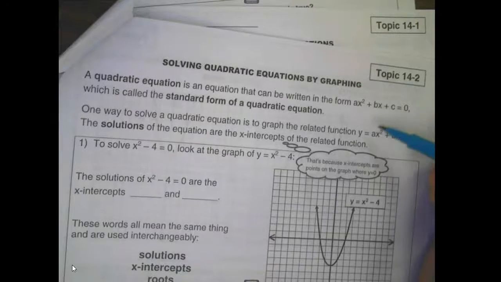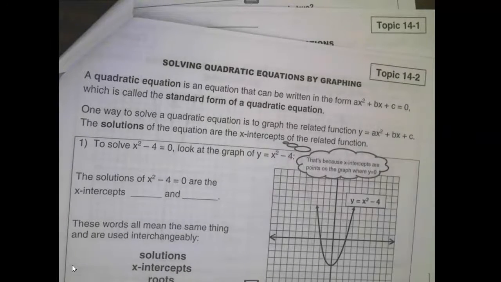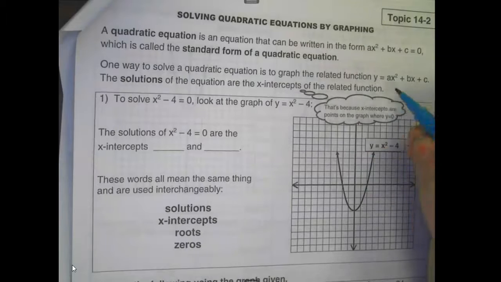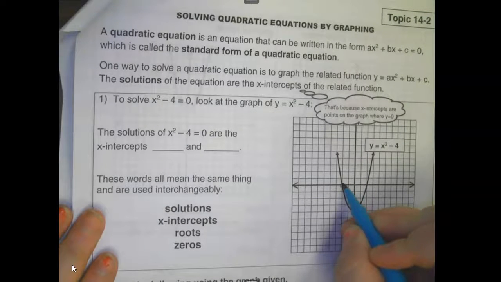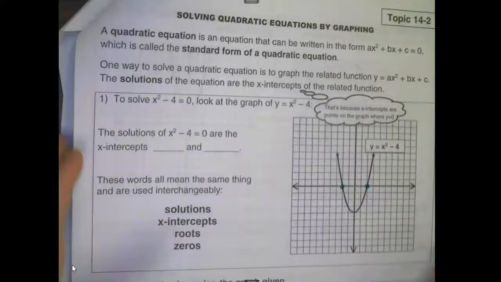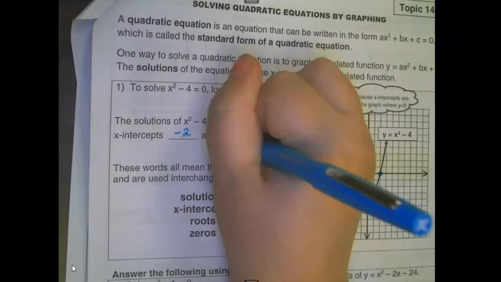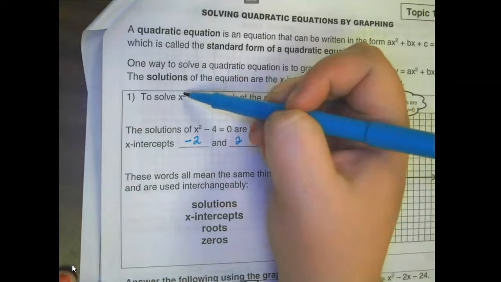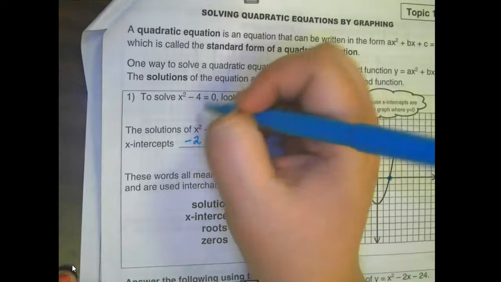So this time we're going to put it in the form where we put it in y equals. So we have y and x variables. The solutions are going to be my x-intercepts. So if I look at my graph here, they've graphed this one for us. My x-intercepts are -2 and 2. Now, just to remind ourselves, this is a difference of perfect squares.